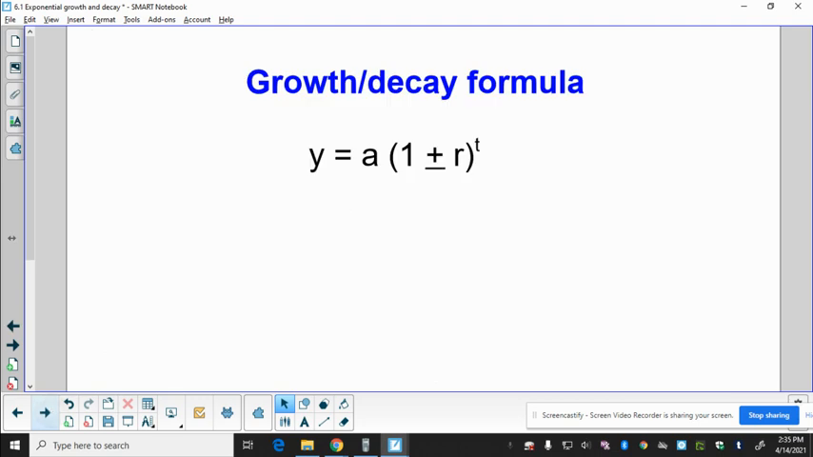So now here's the growth and decay formula for an exponential function. And this is the same thing as the equation we just saw. B would be the same thing as 1 plus or minus r. All right, let's define what everything means here. So first of all, y. That is the answer that you're looking for. So that's the total, or your answer.